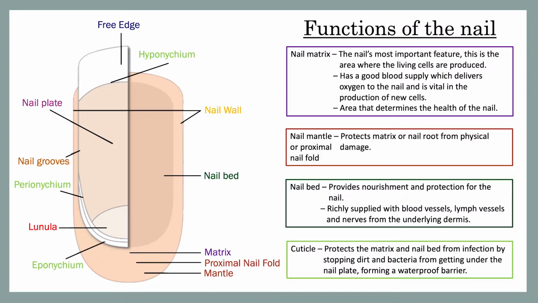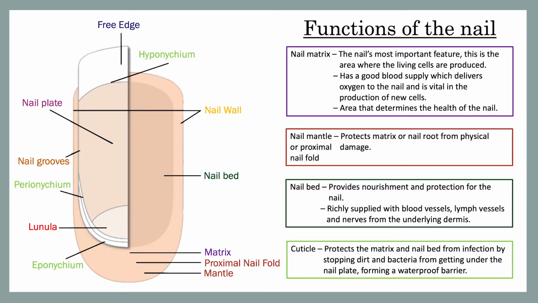The nail matrix is the most important feature of the nail. This is the area where living cells are produced. It also has a very good blood supply which delivers oxygen to the nail and is vital in the production of new cells. This area also determines the health of the nail. The nail mantle or proximal nail fold protects the matrix or nail root from any physical damage.